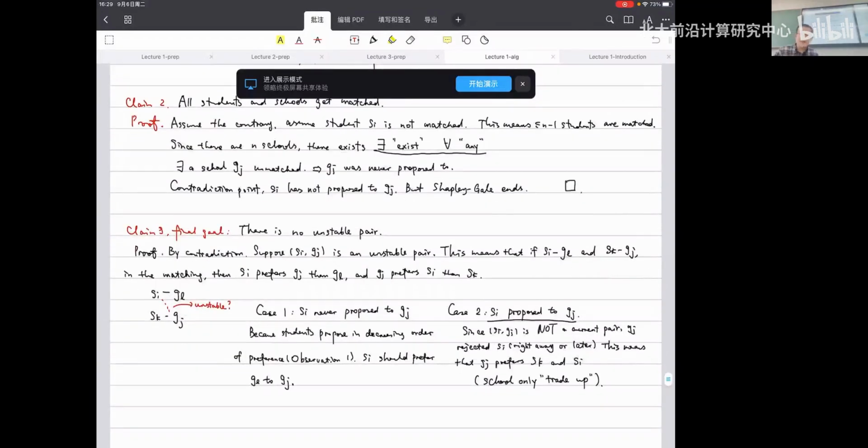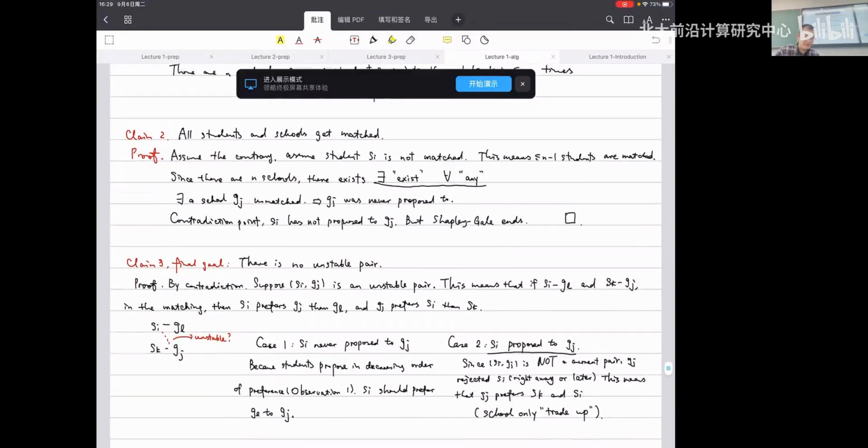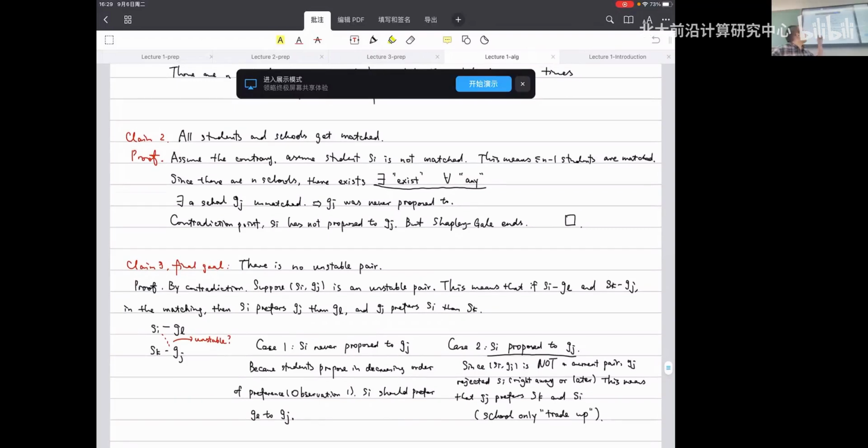I think at least we need some really non-trivial changes, because claim 2 will, of course, not be true. We won't have the claim that all students and schools get matched, because you see in this discussion, for instance, if there are more students than schools, it can be the case that all schools are matched and there are students left. And I guess this Gale-Shapley algorithm is just going to be broken.